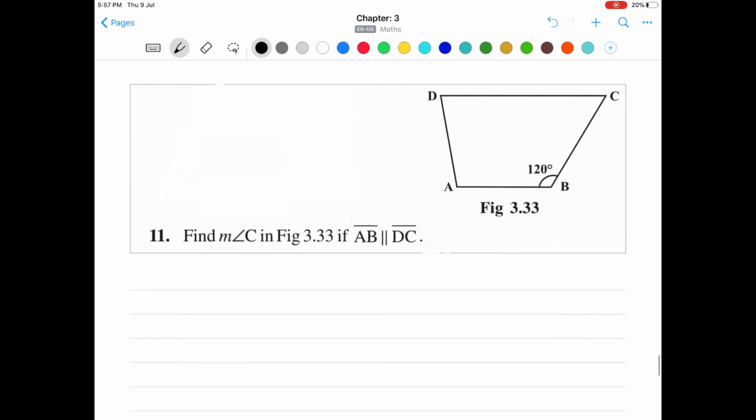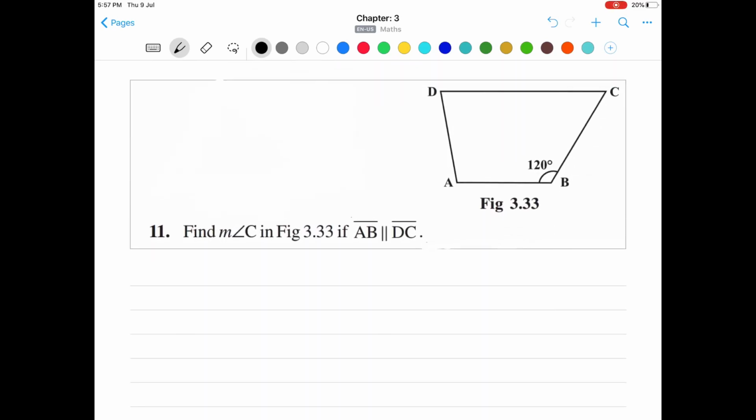Okay, moving to the next question, question number 11, which says find the measure of angle C in figure 3.33, if AB is parallel to DC. We are given that this side is parallel to this side, and we have to find the measure of angle C. So we know that the sum of the adjacent angles of a trapezium is 180 degrees. So we'll write this answer, number 11.